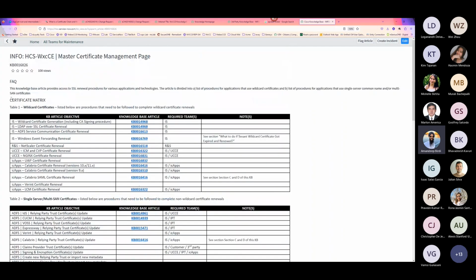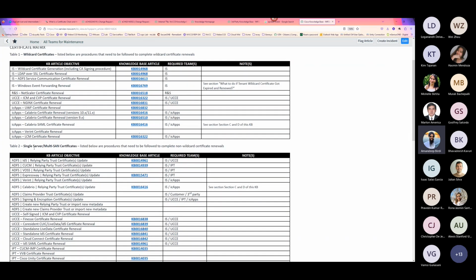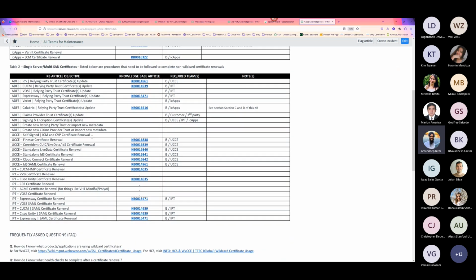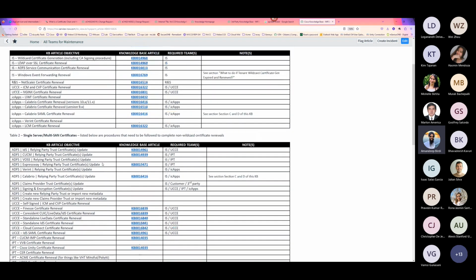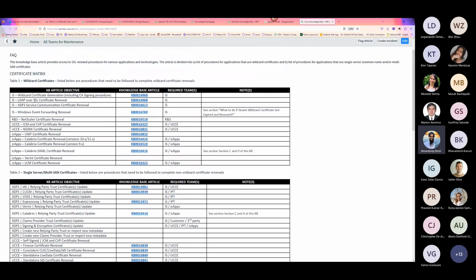So this is broken up. I worked with Mary from IS on this KB, so she contributed a lot to this as well. This is broken into two tables. The first table is for any KBs related to wildcard certificates. The second one is related to any single server or multi-SAN certificates, right? And you can see that second table is much bigger. So you've got all of these applications here for wildcard.